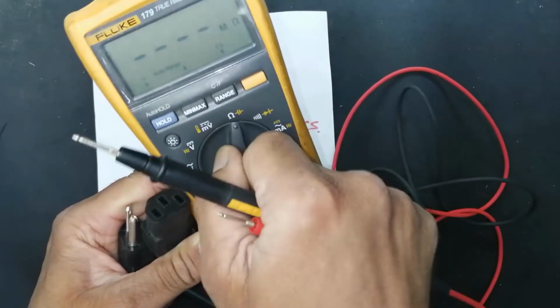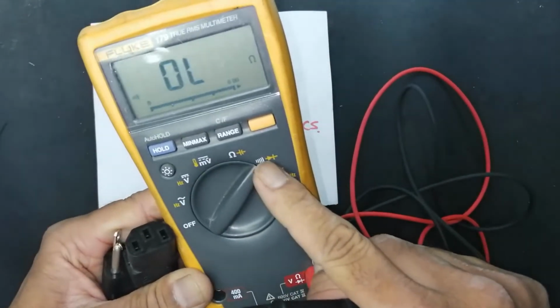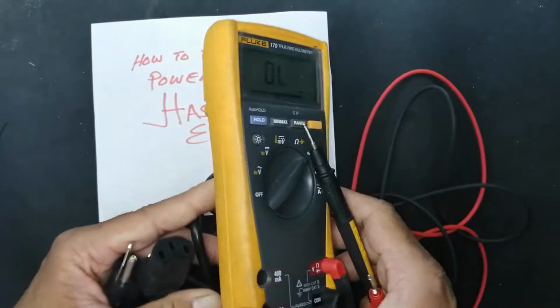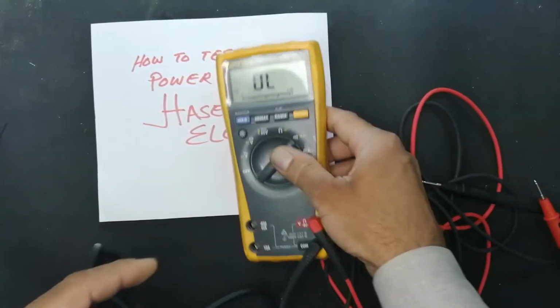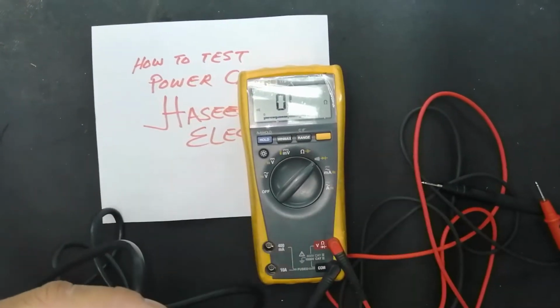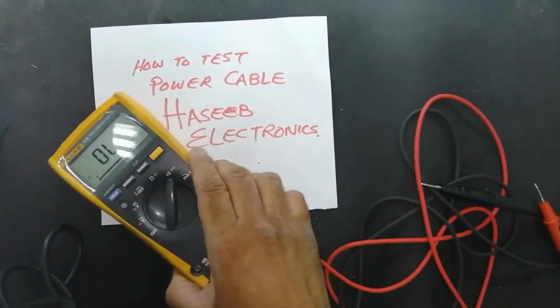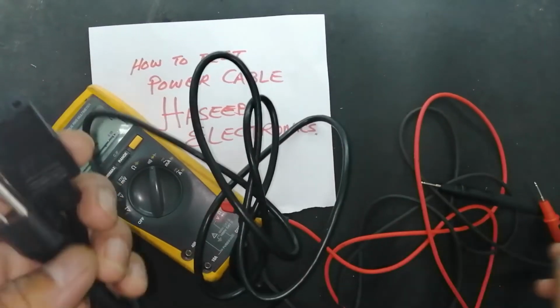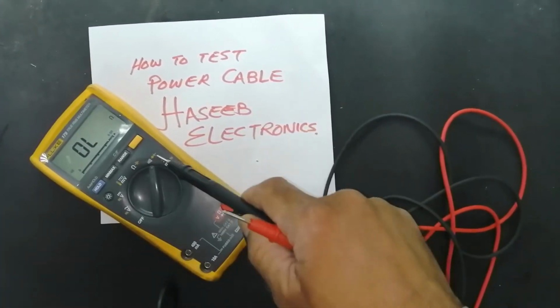So you can purchase a multimeter. It is not very expensive, maybe it starts from $3, $4. So you can purchase it, and it is a basic item if you have any electrical power in your home. So you should have a multimeter.